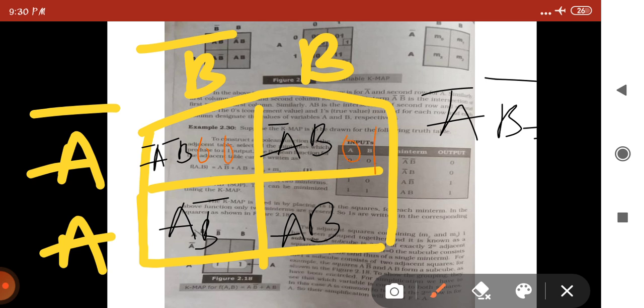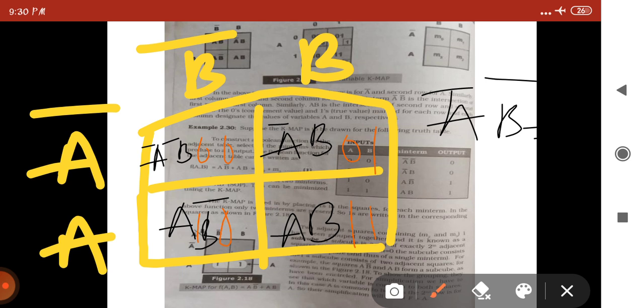0 1, 1 0 and 1 1. It comes like that in these variables. And 1 1 comes like that one.